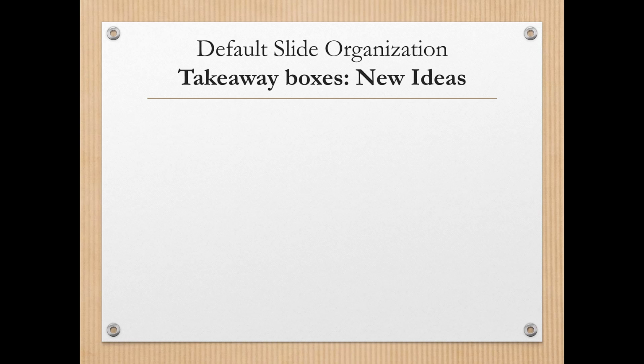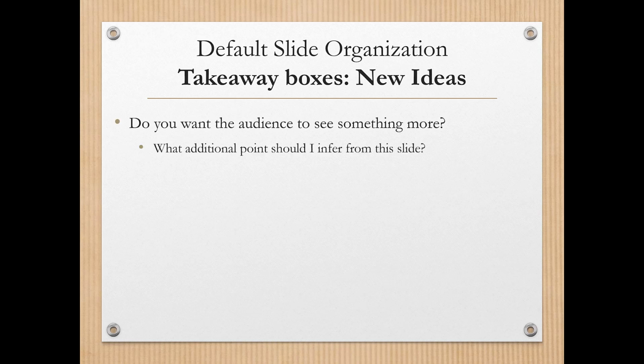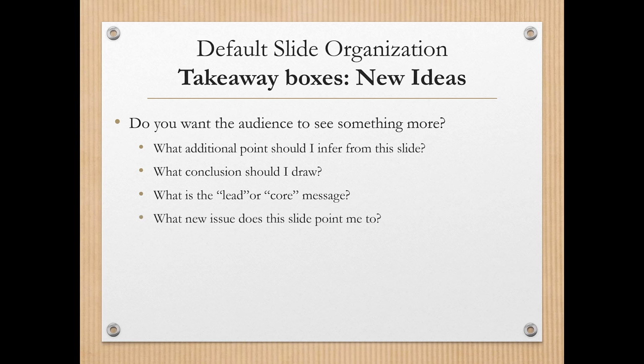Next, I'm going to talk briefly about takeaway boxes. And takeaway boxes are really valuable if you want the audience to see something more from the slide that you've just shown them, if you want the audience to see something more from the data you've just presented. So what additional point should the audience member infer from the slide? What conclusion should the audience take from the slide? What's a core or lead message that they should take with them to the next set of slides? What new issue does this slide point the audience member to?